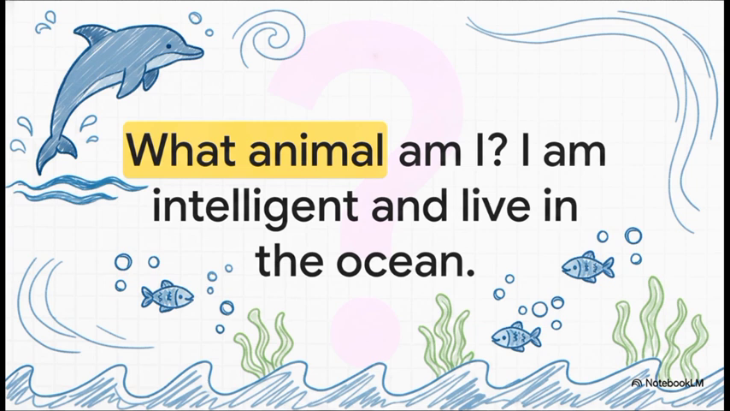I live in the ocean. I am very intelligent. I can swim very fast. What animal am I? I'm going to give you a few seconds to think about it. Got it? Yes, absolutely. It's a dolphin. Fantastic job. See? You just successfully used descriptive clues to identify an animal all on your own.